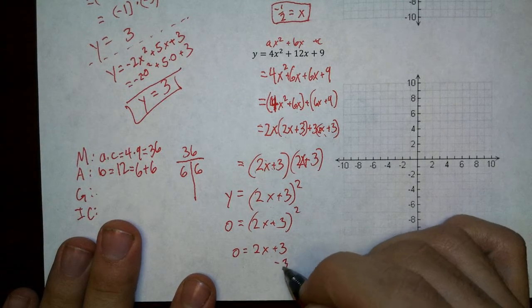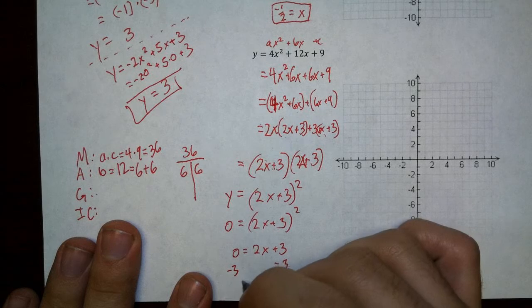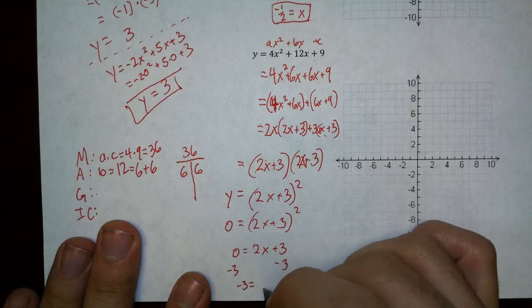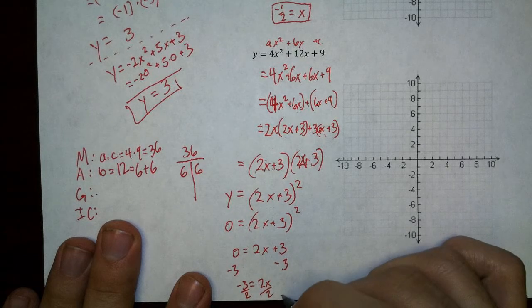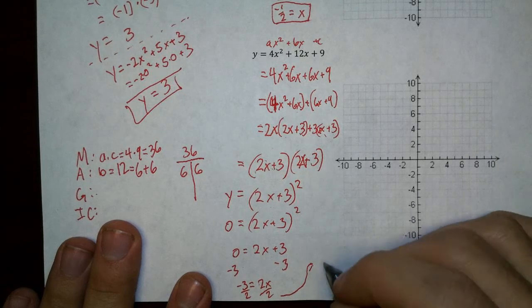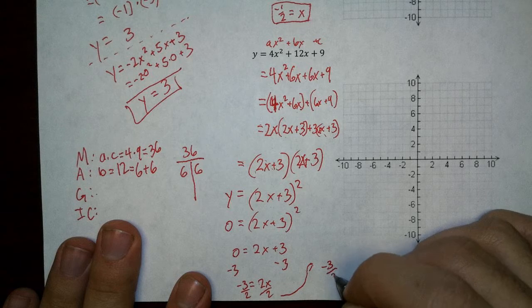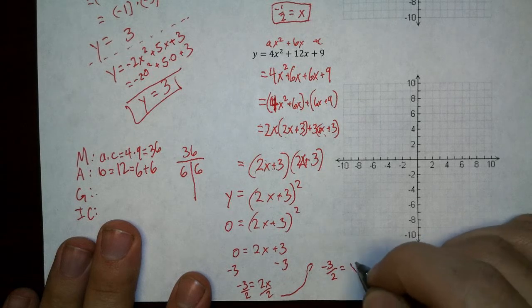We're going to go ahead and solve this, subtracting 3 from both sides. We have negative 3 equals 2x, dividing by 2 on both sides. And we have negative 3 over 2, negative 3 halves equals x.